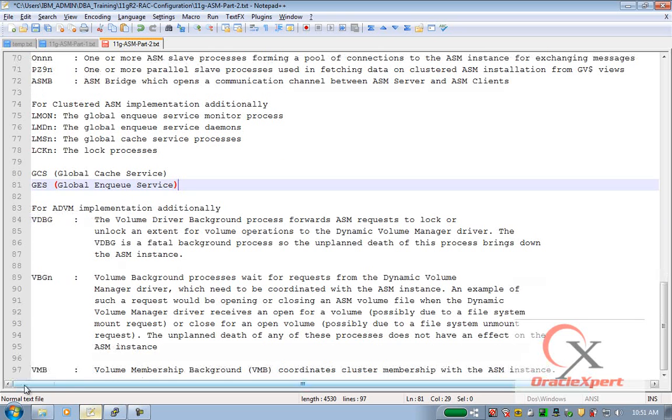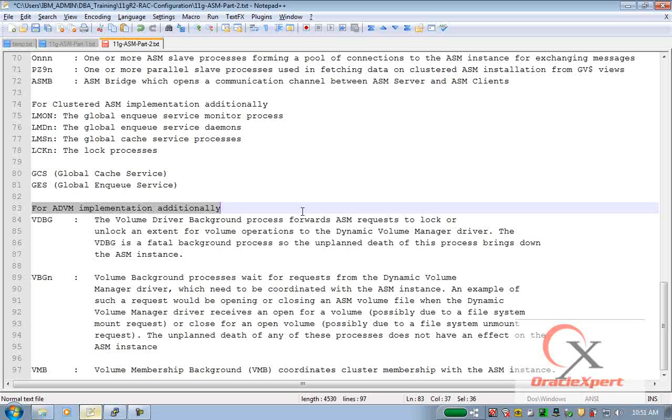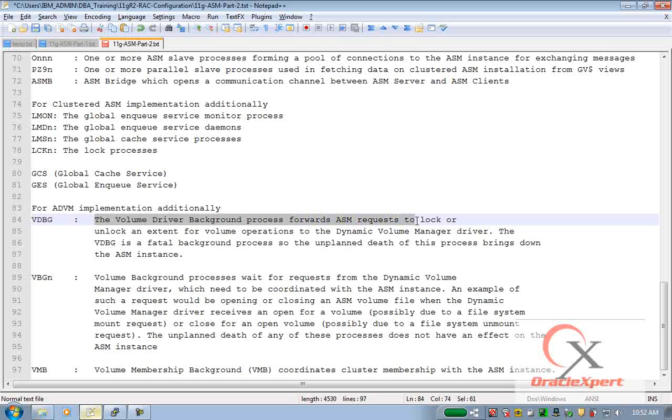If you have implemented the 11G release 2 new feature called ADVM, ASM Dynamic Volume Management, then additionally you would see these three background processes called VDBG, VBGx, and VMB. The VDBG background process is the volume driver background process which forwards ASM requests to lock or unlock an extent for volume operations to a dynamic volume manager driver. The VDBG is a fatal background process, so the unplanned death of this process brings down the ASM instance.